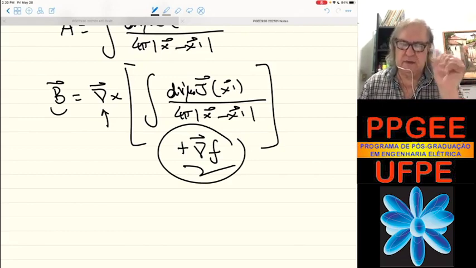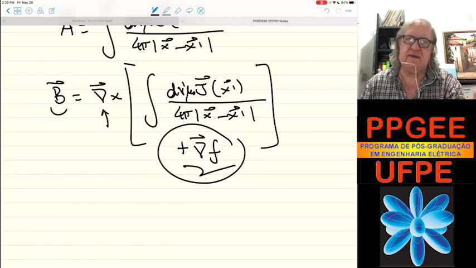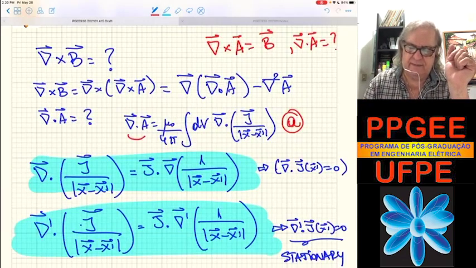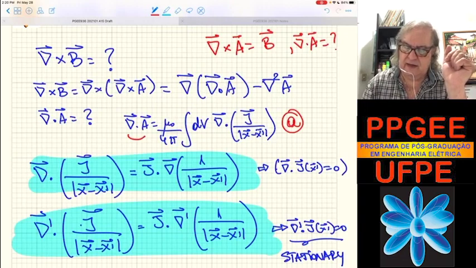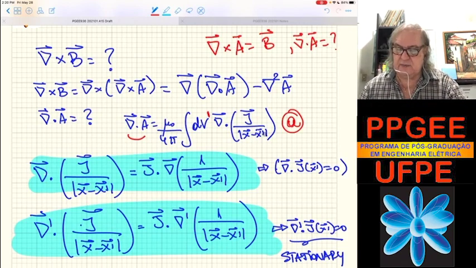So I just want to let you know that we have a freedom of choice. I can always add a term that has zero curl without affecting B. But let's use our formula for A like this one, and let's calculate the divergence of A. So here the nabla goes directly inside of the integral, because the integral is on x prime, so the derivative is relative to x. So I can enter with the nabla inside of the integral.